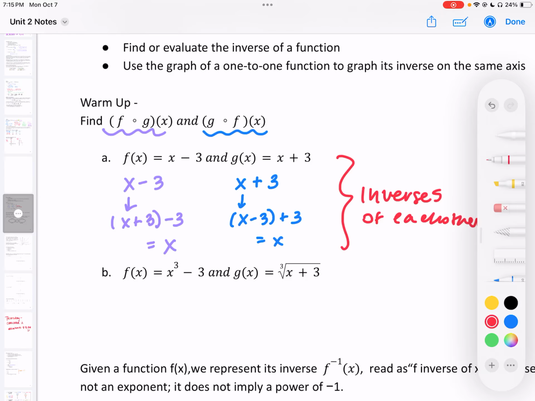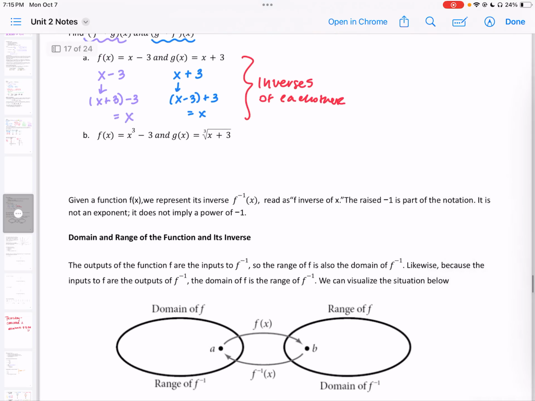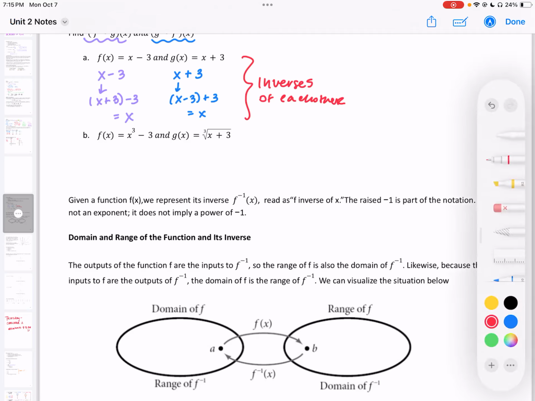The same thing is going to happen for b, so I'm just going to go ahead and skip it and move into what inverses are. We write them, first of all, as f to the power of -1. This is not actually a power. It's just how we represent an inverse function.